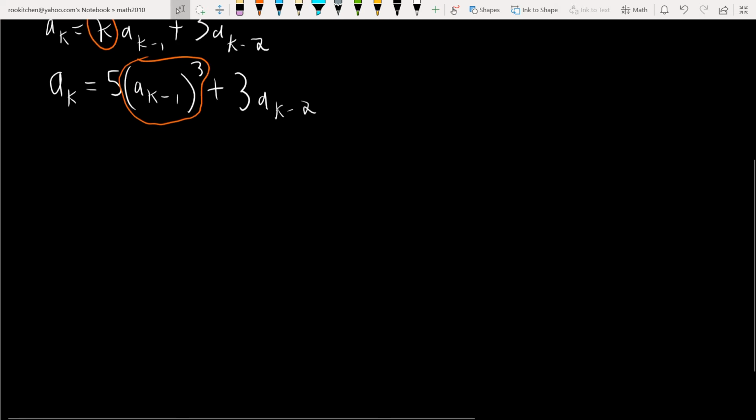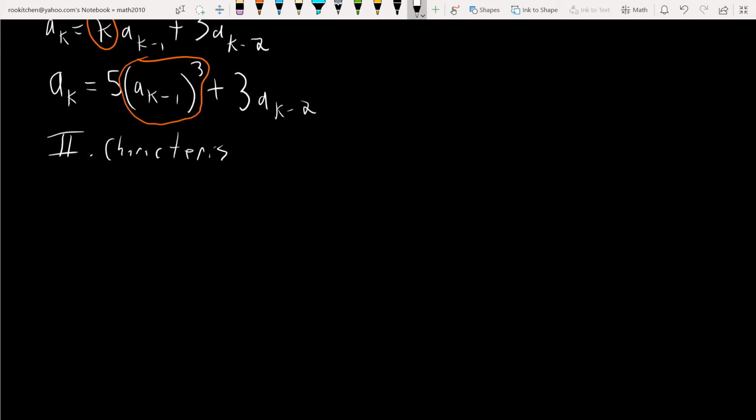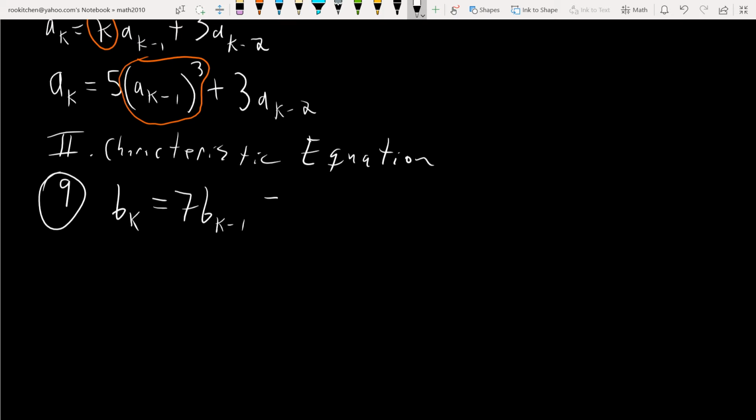Okay, so to find this form, like I said, we're not going to do iteration. We're going to use something called the characteristic equation. Okay, and that's just going to be a quadratic equation based off of the recurrence relation. So I think the best way to go through this is to go through a problem. Okay, the best way to show you how this works. So this is number 9. They give you the recurrence relation. b sub k is 7b sub k minus 1 minus 10 times b sub k minus 2 for k greater than or equal to 2.